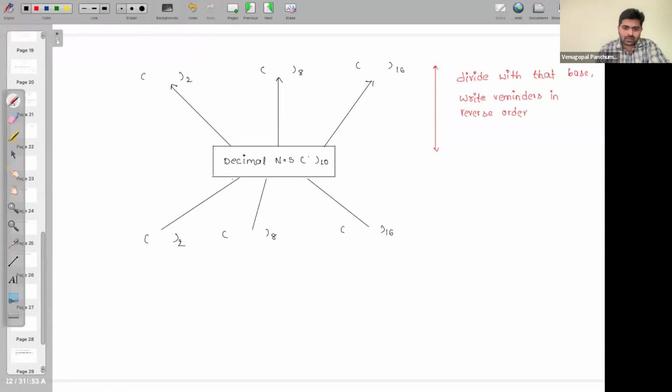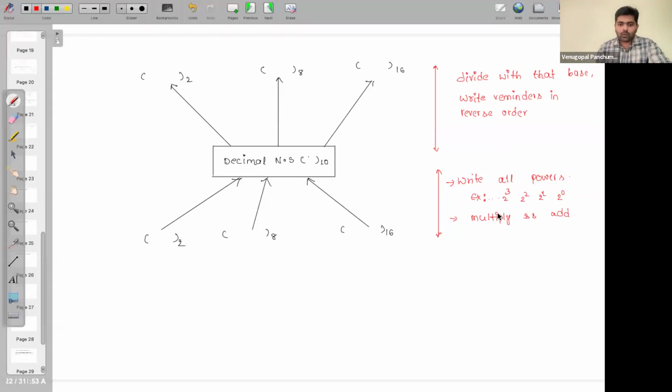if I want to do the reverse process, going back, then what to do, friends? For this, write all the powers. So first write all the powers. For example, 2 power 0, 2 power 1, 2 square, 2 cube, and so on. So write all the powers, multiply, and then add. That's it. Very simple.